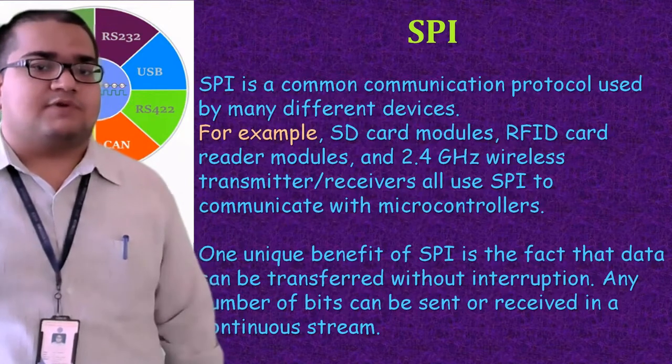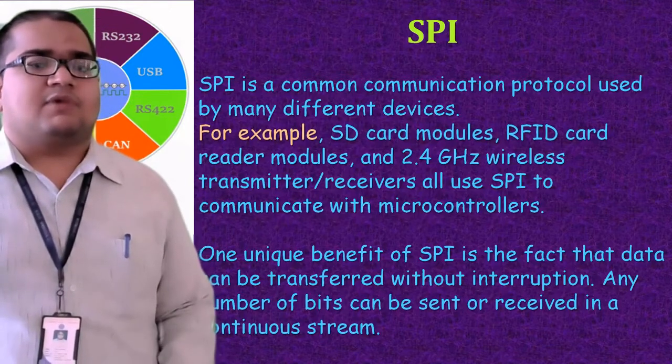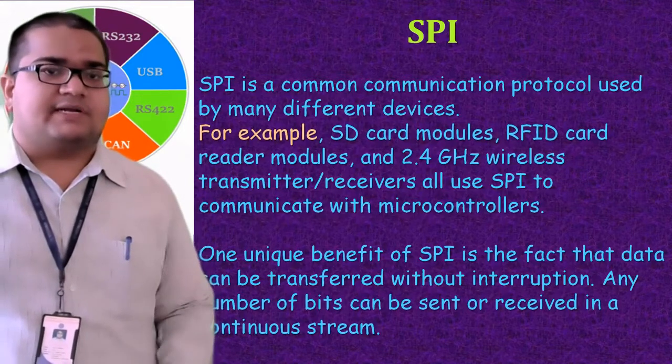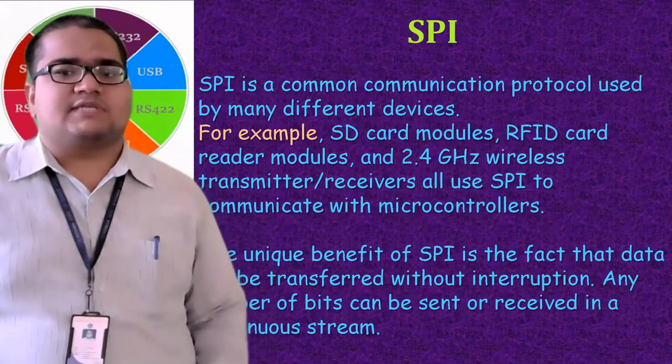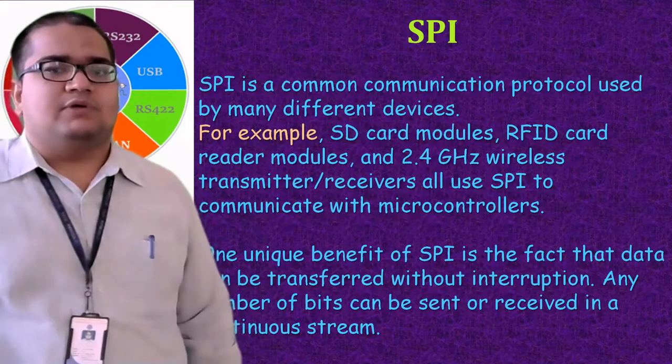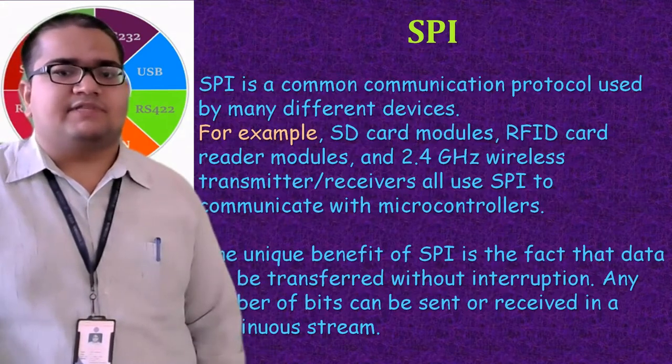Here we can see that the unique benefit of the SPI is the fact that the data can be transferred without interruption. Any number of bits can be transferred. There is no such limit as we have seen in I2C, where only packets of size 8 bits are allowed. That type of limitation is not there with the SPI.